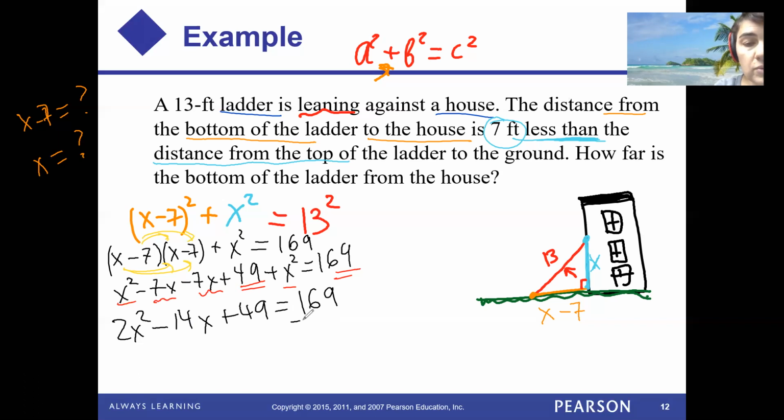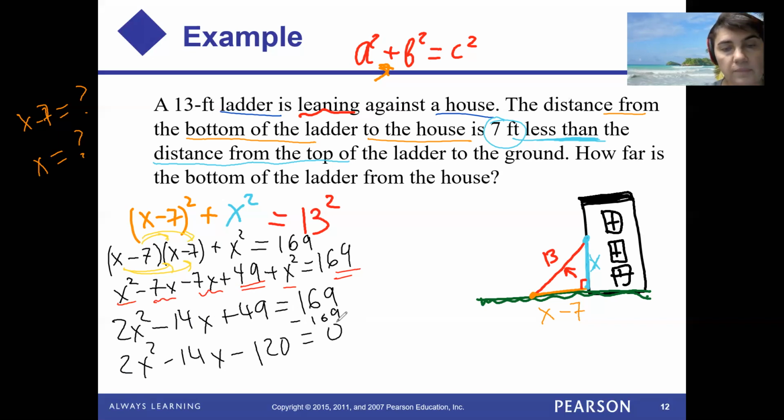So now next step, you want to set it equal to 0, if you remember, right? So you're going to get minus 14x. When you subtract 49 from 169, you're going to get negative 120 equals 0. Now we have to factor this. You might be tempted to use the quadratic formula because there is 2 instead of 1 there, but notice something: they're all even numbers, 2, 14, 120. This means they divide by 2. So you can actually factor out what? That's right, the greatest common factor.